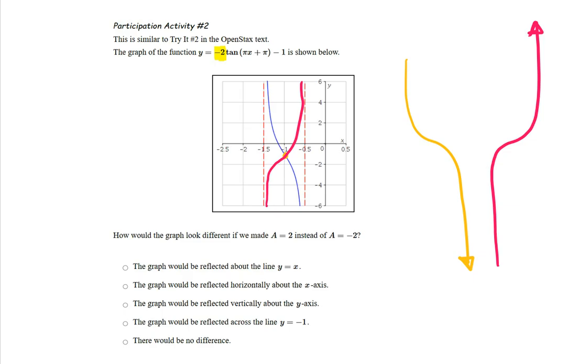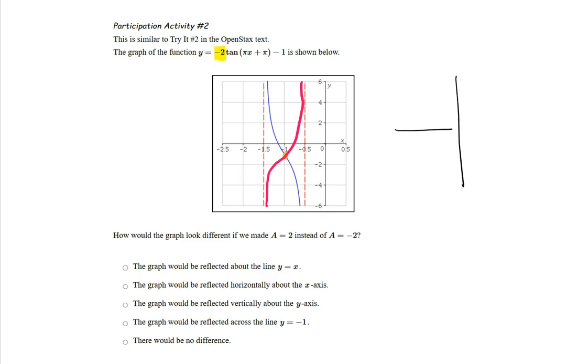And what that's doing, your choices, it's all multiple choice. It says the graph would reflect about the line y equals x. Just to refresh your memory, if y equals x, that means when x is 1, y is 1. When x is 2, y is 2. When x is 3, y is 3. That line is this diagonal in the graph. And this thing is definitely not flipping around that. So it's definitely not that one.